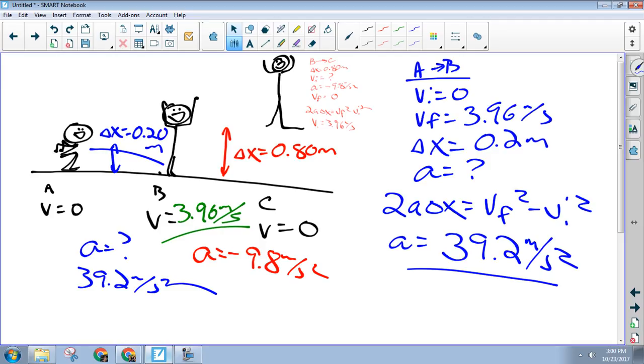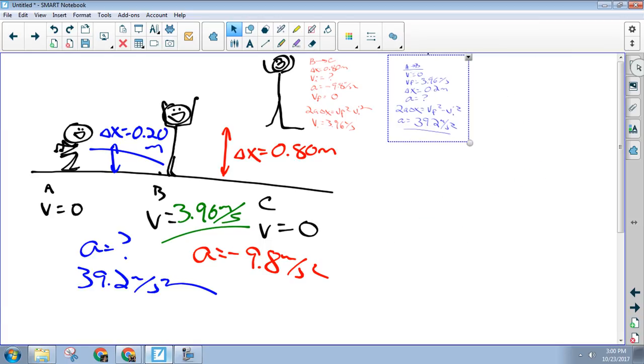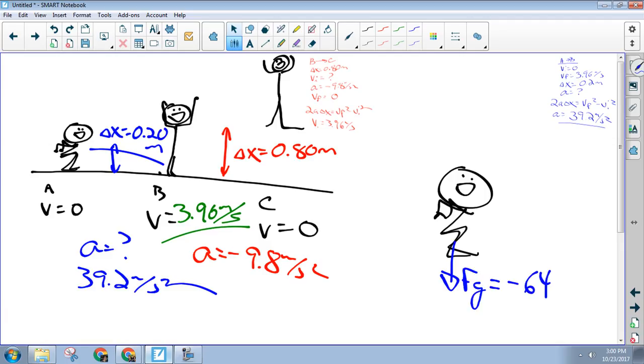Okay, so now the last thing we got to do is figure out how much force is needed to make all of this happen. So, here's the deal. While he's jumping, there are two forces acting on him. Name them. Gravity. We know his mass is 66, so this force of gravity is negative 646.8 newtons. So there's your force of gravity.